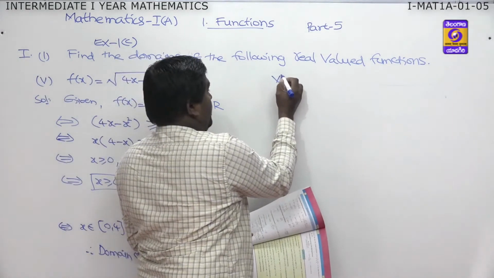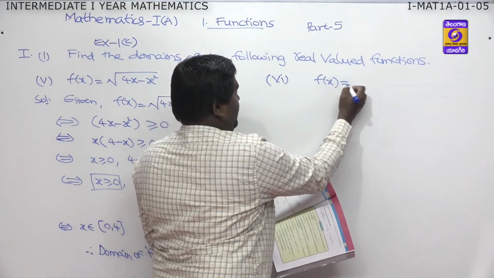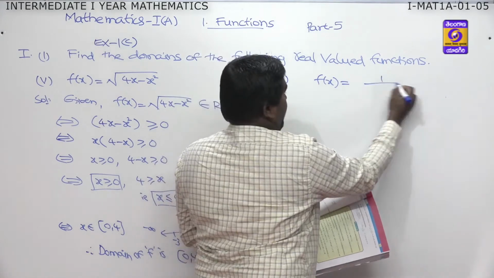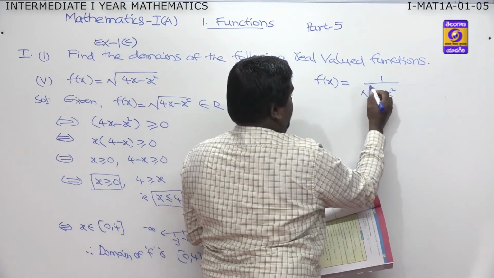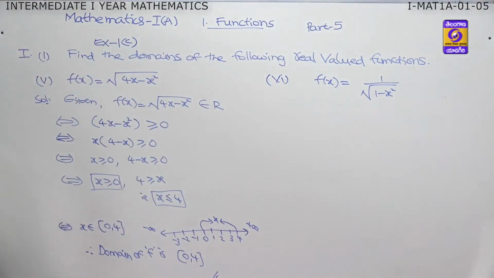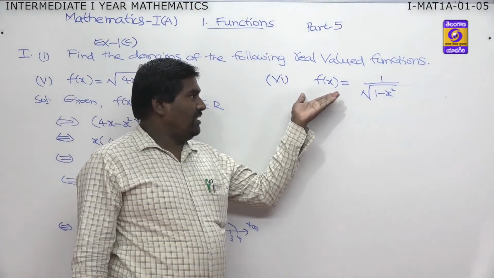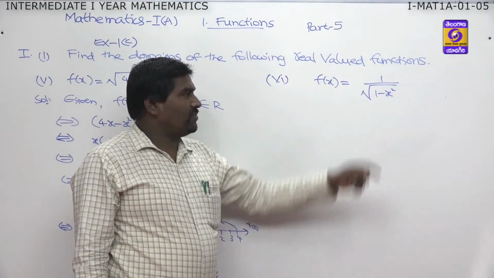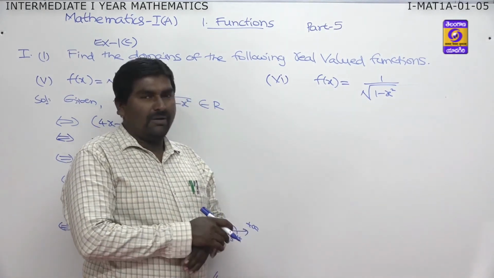So, take the sixth problem. f of x is equals to 1 by square root of 1 minus x square. For this function, we have to find the domain.